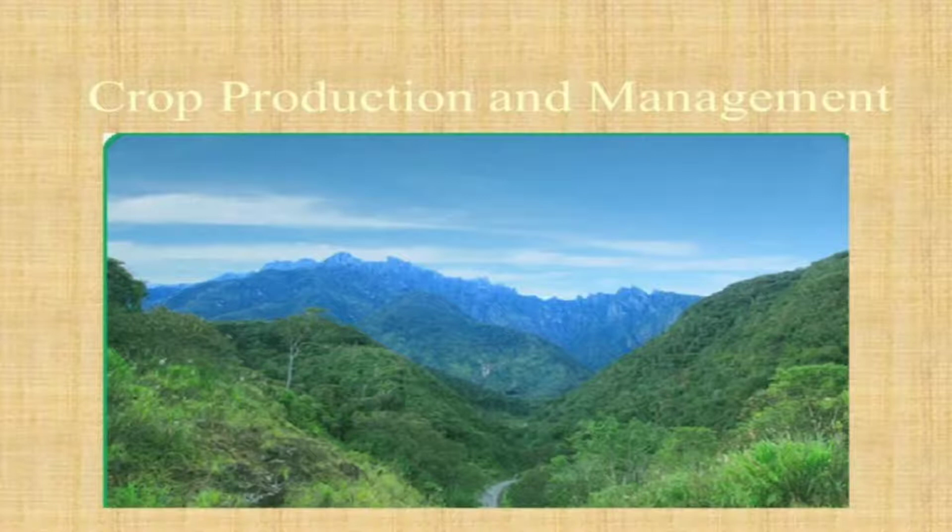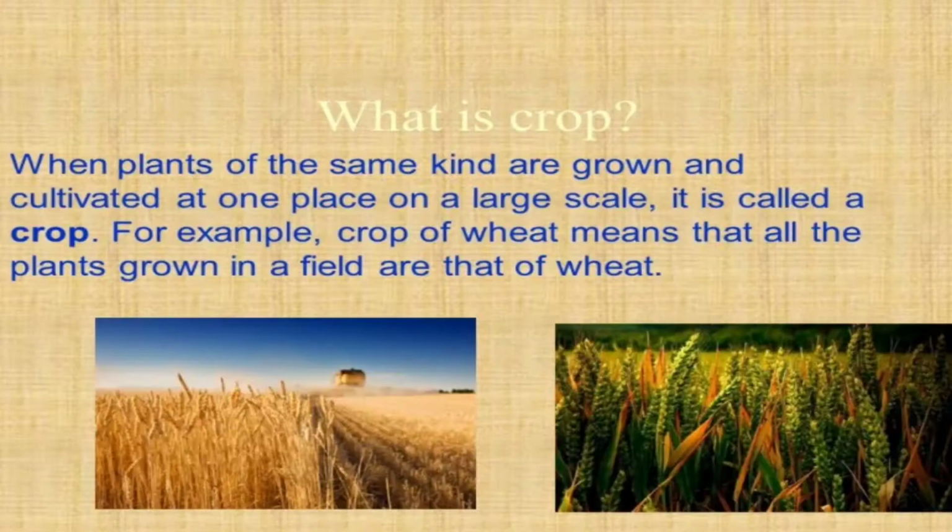So first of all I'm starting the video. First of all, you tell me, what is a crop? A crop is when plants of the same kind are grown and cultivated at one place on a large scale. Plants of the same kind, for example rice or wheat, are of one type of plant. That happens mostly in village areas.